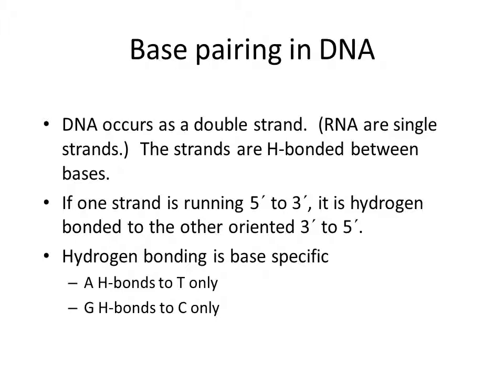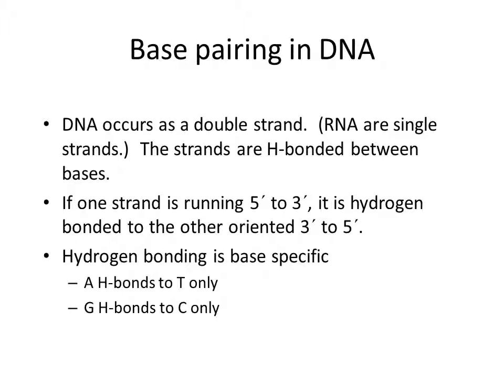DNA occurs as a double strand, and RNA occurs as a single strand. They differ by this in addition to differing in that RNA has only uracil and DNA has only thymine in it. The DNA strand is a double strand, and the two strands hydrogen bond to each other, so that a purine hydrogen bonds to a pyrimidine in the other strand, and a pyrimidine will hydrogen bond to a purine in the other strand. It is always that way, a purine to a pyrimidine and a pyrimidine to a purine.